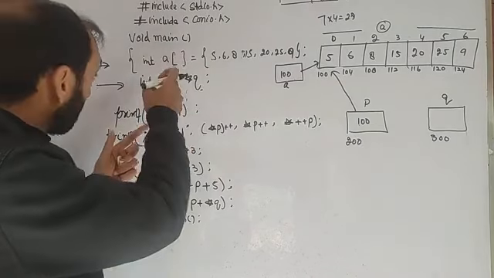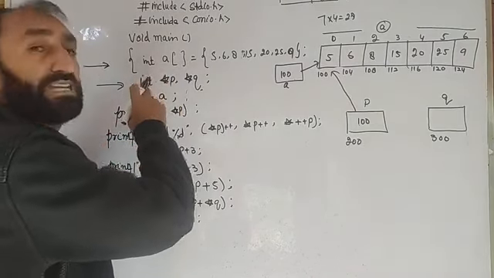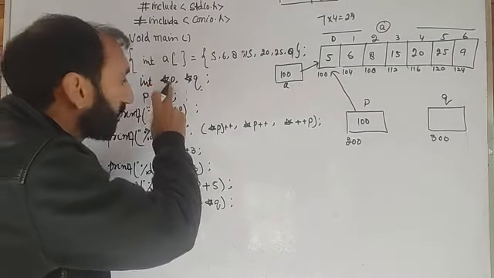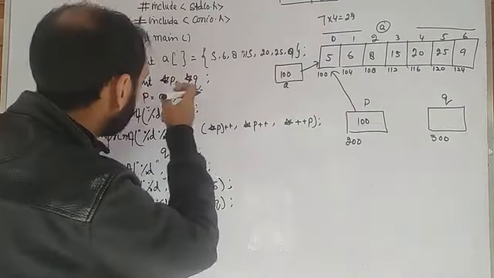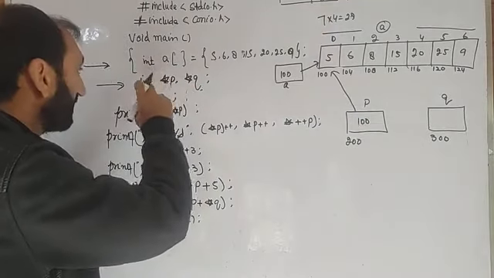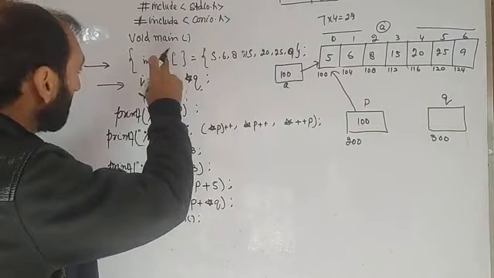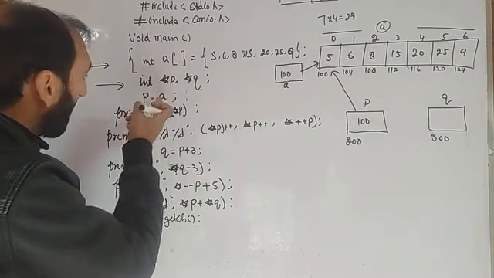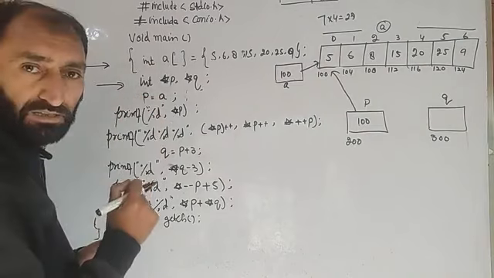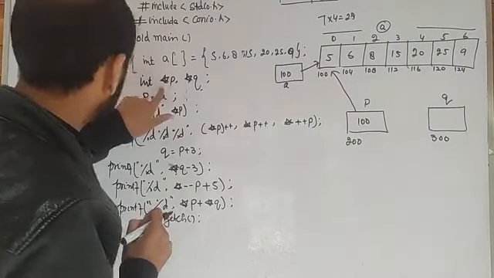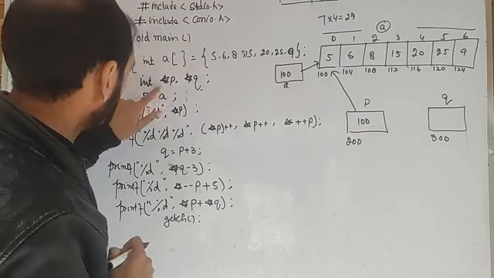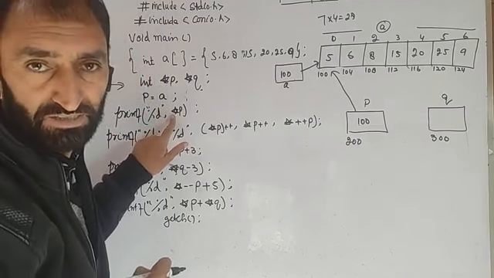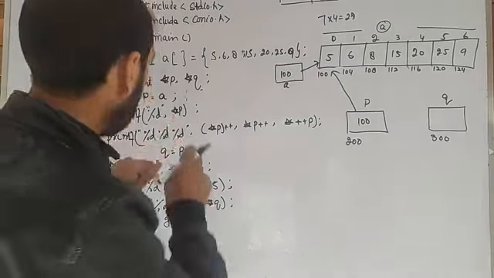P is a pointer that stores the address of an integer variable. What does this mean? P is a special variable that stores the address of the integer variable. Which integer variable? A. That means P stores the address of the integer variable A. Okay, don't confuse. Here it acts as a pointer. Here it acts as an indirection operator, a dereferencing operator.